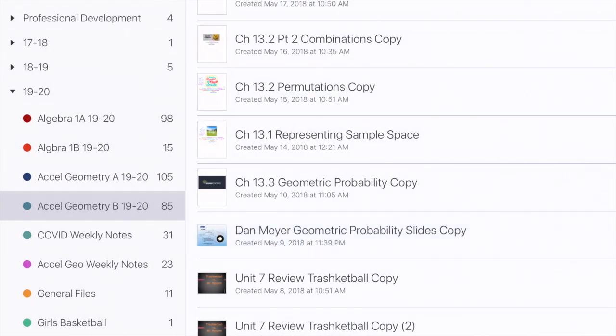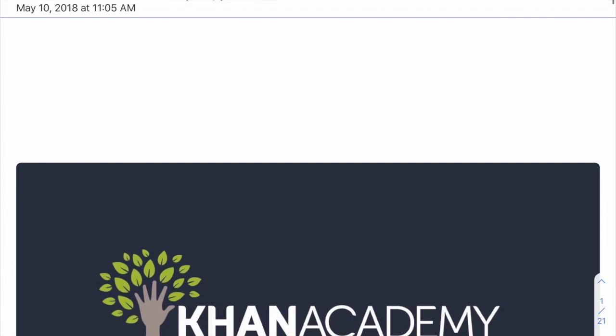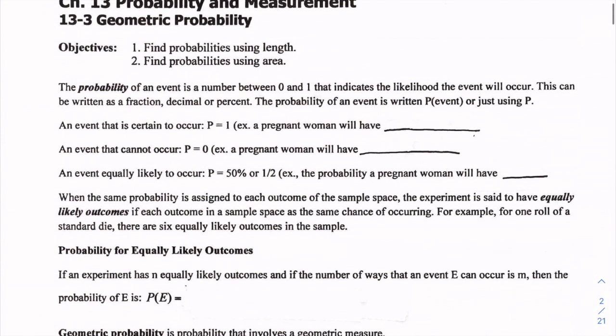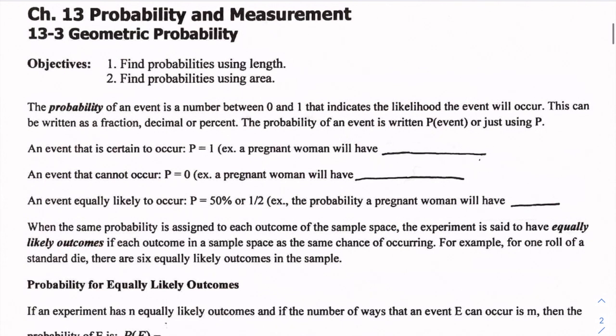Onto the actual notes here, guys. So let's transition to the notes. Okay, let's go. Let's speed through these notes, okay? Chapter 13-3. We're doing this one first and then 13-1 and 13-2. There's a reason. This is just a better intro to probability.